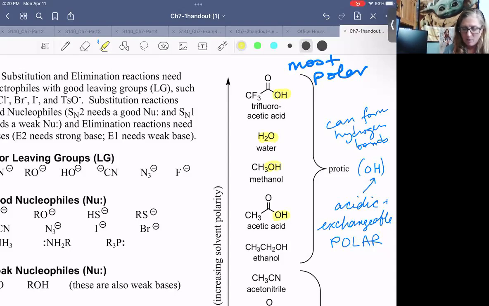Alcohols, carboxylic acids. Here's another alcohol. Every single one of these has that OH group, and that's what makes them all protic. And those are all at the very top of our list as being very, very polar.